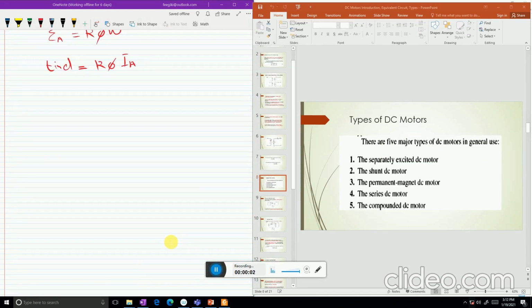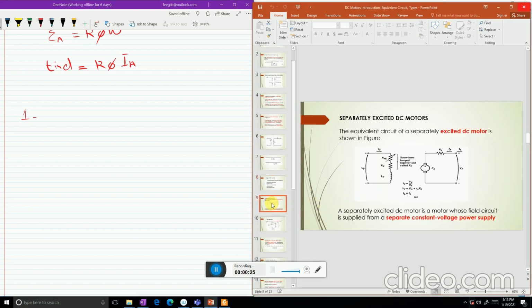There are 5 different types of DC motor: the separately excited DC motor, shunt DC motor, permanent magnet DC motor, series DC motor, and compounded DC motor. Now one by one we will study these types of DC motor, and the first one is the separately excited DC motor.